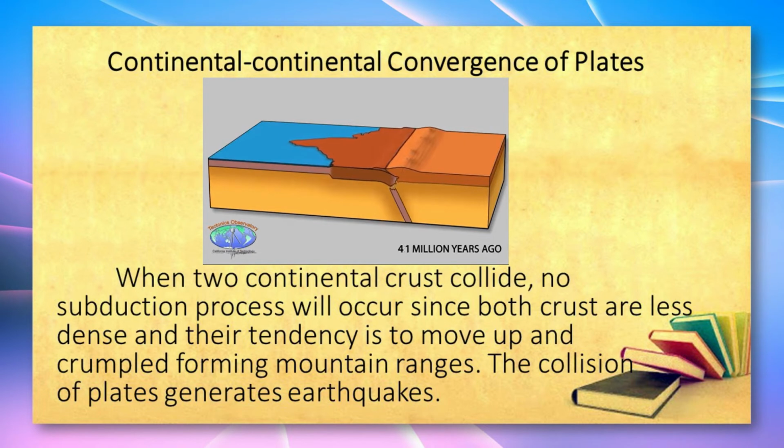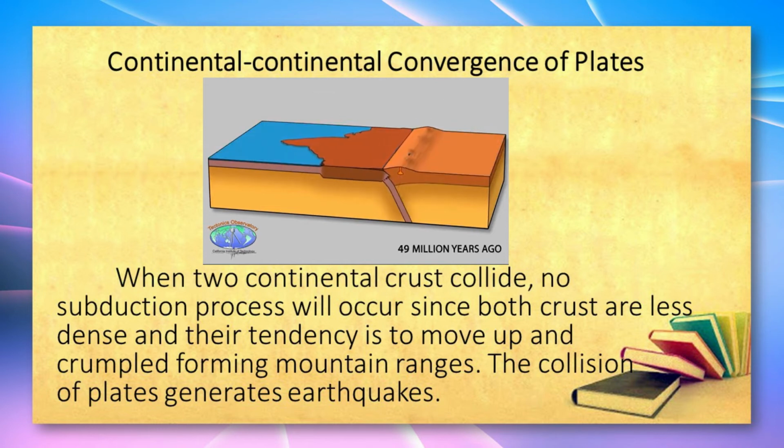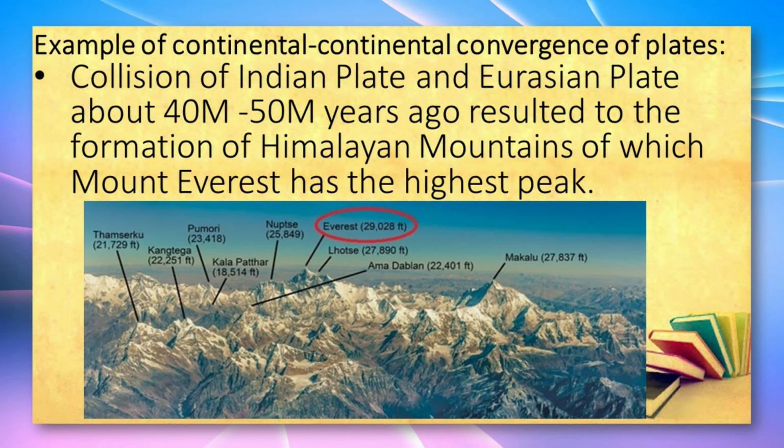No subduction process will occur since both crusts are less dense and their tendency is to move up and crumple, forming mountain ranges. The collision of plates generates earthquakes. Here are examples of continental convergence of plates.